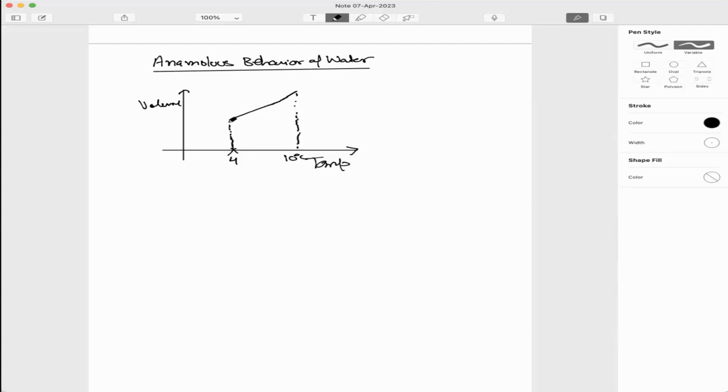Now, as it further decreases the temperature from 4 degrees, what will happen? There is a sudden expansion. And that's why we call it the anomalous behavior of water. So this behavior is not normal, that's why it's called this. So this is the reason. And if you find out the density plot from here, the temperature plot for the water, it comes out to be like this. And this is some 4 degrees centigrade.